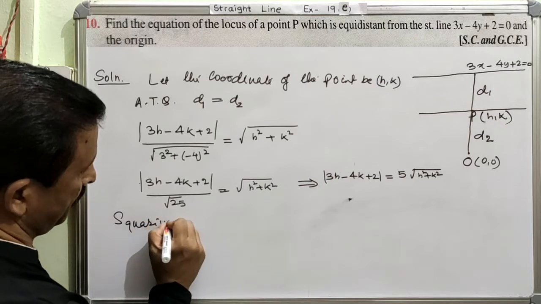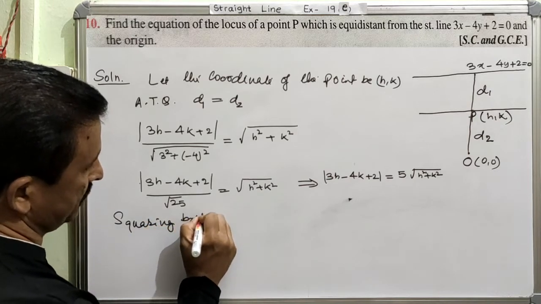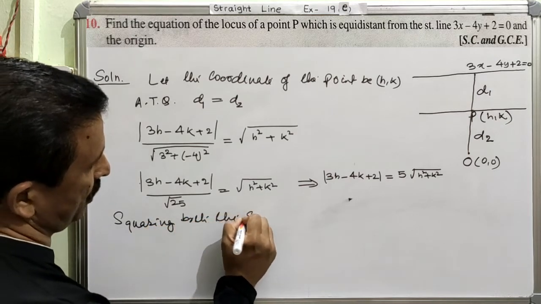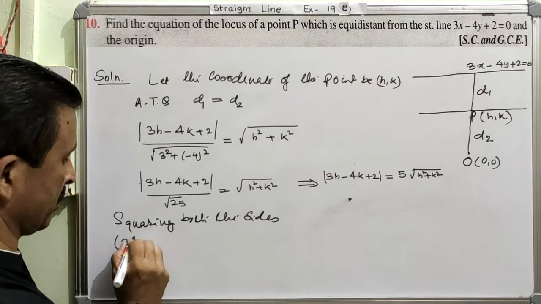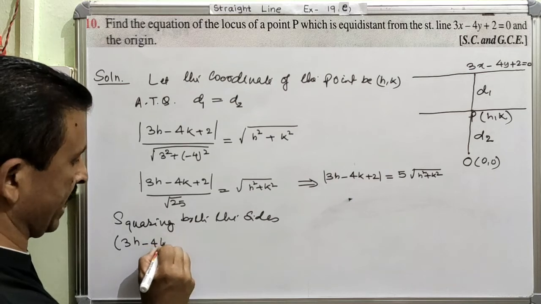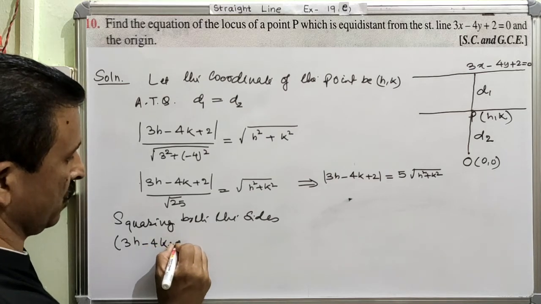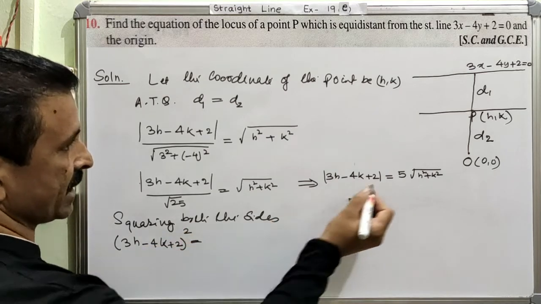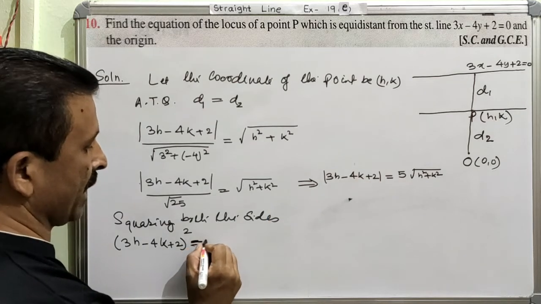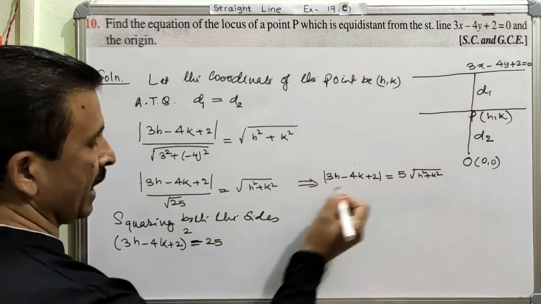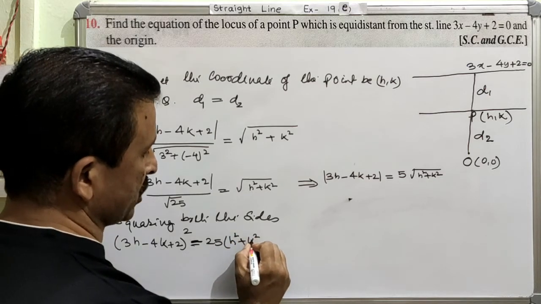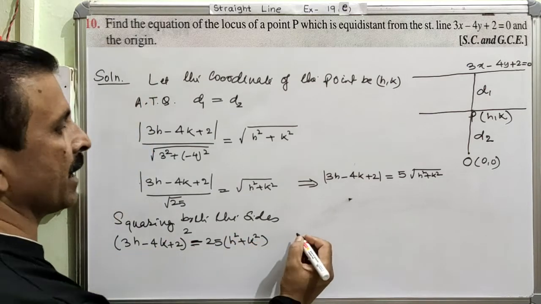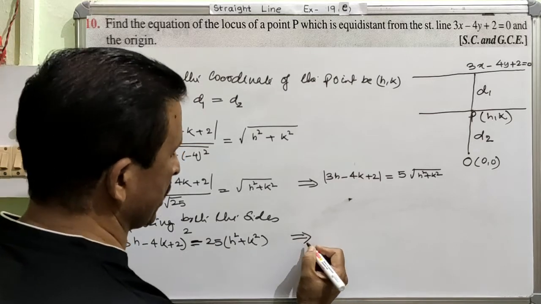Squaring both the sides. What will happen? This will become simply 3h minus 4k plus 2 whole square, and the right hand side will become 5 squared, 25, and this will become h square, and then this will become k square. Is this okay? Now we will simplify this equation for one more step.